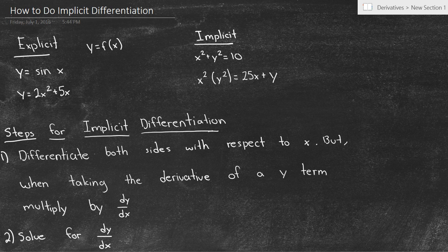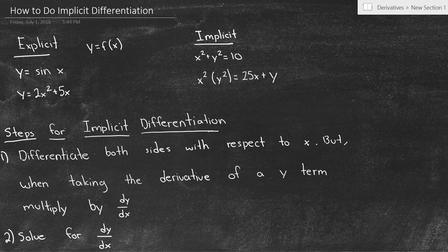We differentiate both sides with respect to x, but when taking the derivative of a y term, multiply by dy/dx. And the second step is solve for dy/dx. So let's look at this first step in a little more detail. Differentiate both sides with respect to x. That's what we do every time we take a derivative. So that sounds easy enough.